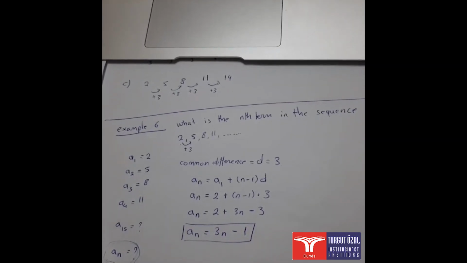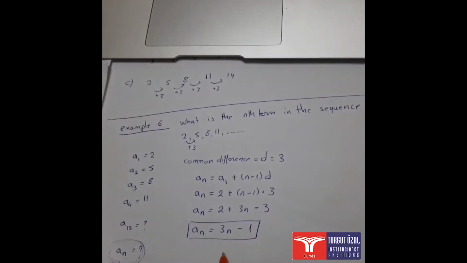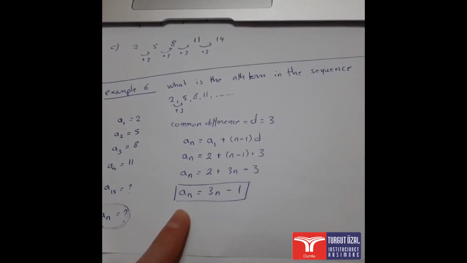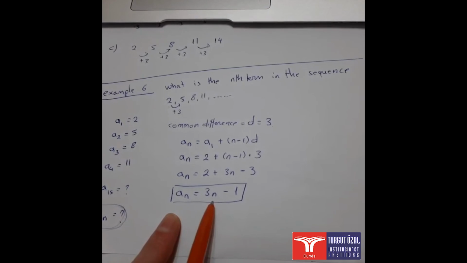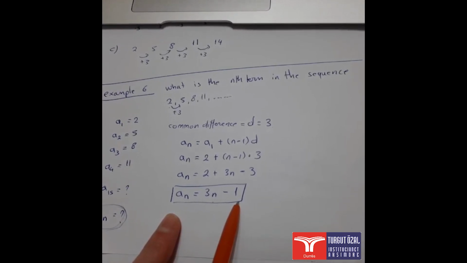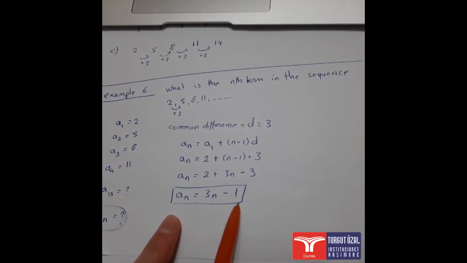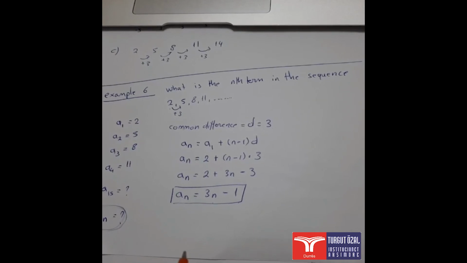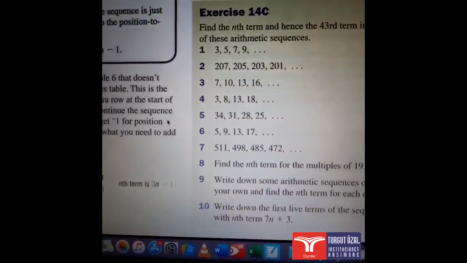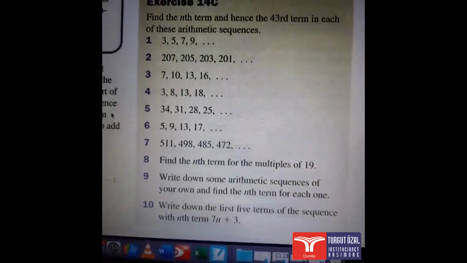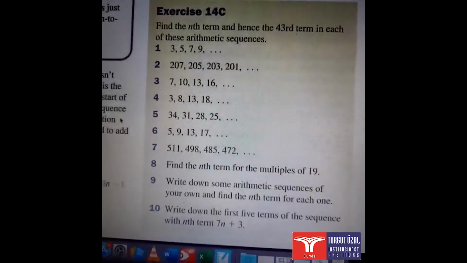So the position-to-term rule for this sequence is the same as the one that we found by using the table in example 6, 3n minus 1. You can use whichever way is easier for you. In the same way, please continue to solve exercise 14C in your book. Please feel free to contact me if you have any problem.